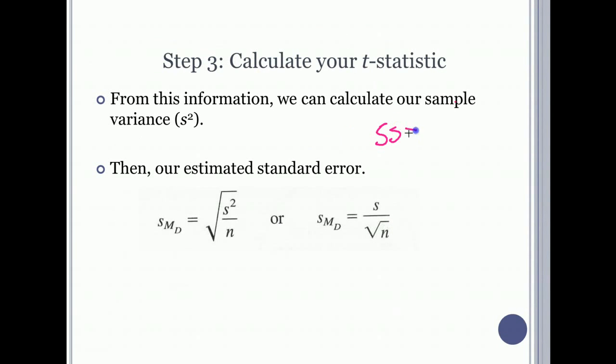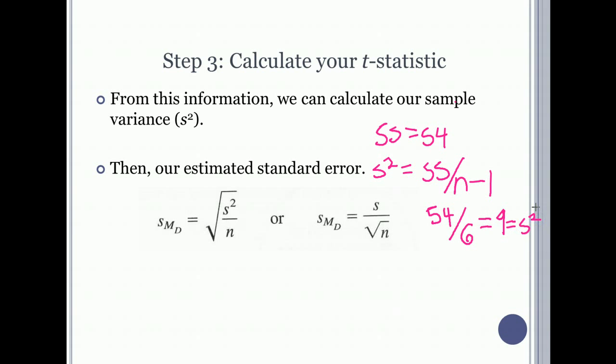Okay, so we have the 54 sums of squares. And how do we calculate variance? Variance is s squared equals sums of squares over n minus 1. So variance in this case would be 54 over n minus 1, which is 6, right? Which would give us a value of 9. So 9 is our variance. And to get the standard deviation from that, we would take the square root of 9, which would give us 3, which would be our standard deviation, or just plain old s.